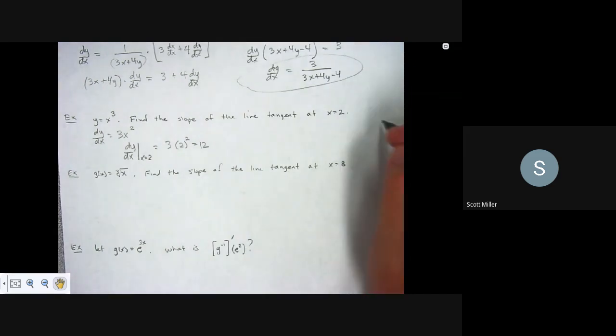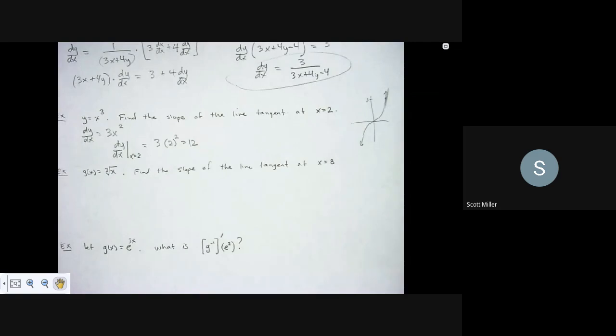If you did a quick sketch of x to the third, it's going to look something like this. At 2, you're literally right about here, because if I plug in 2, I get 8. And so the slope of that line right there is fairly steep at 12.